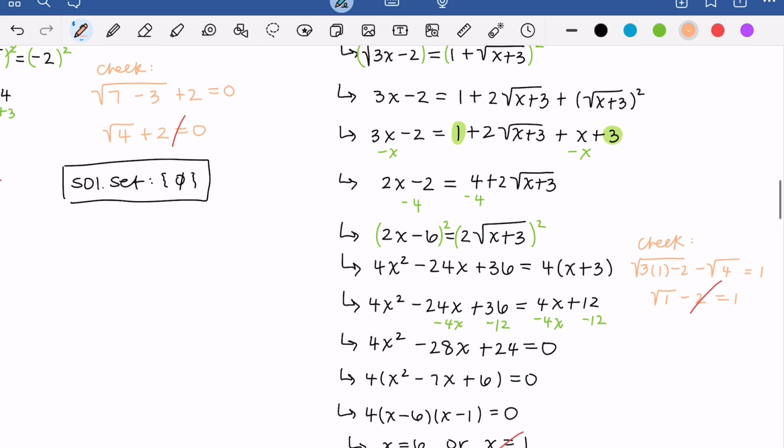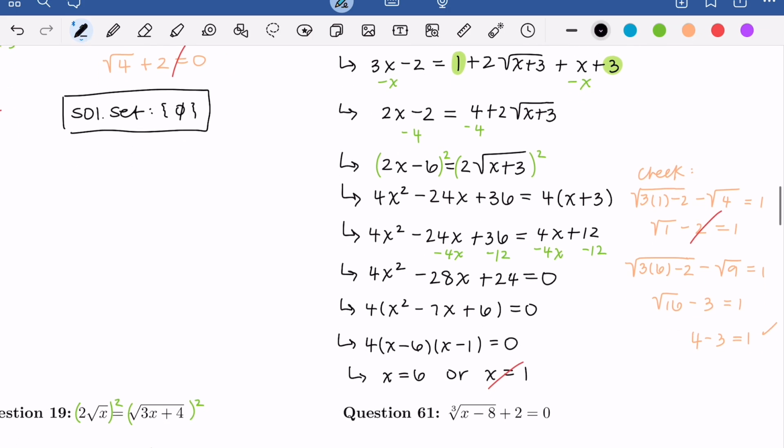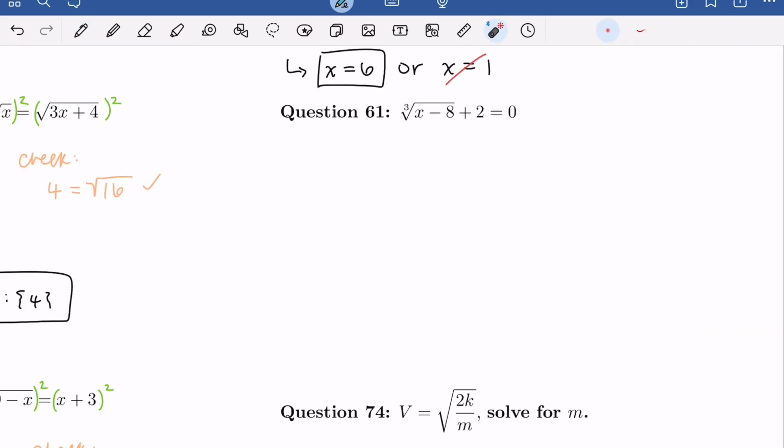Let's check our next solution here. X is equal to 6. Alright, so this will give us the square root of 16 minus 3 is equal to 1. So 4 minus 3 is equal to 1, which is true. So this tells us x is equal to 6 is going to be a solution for this guy.